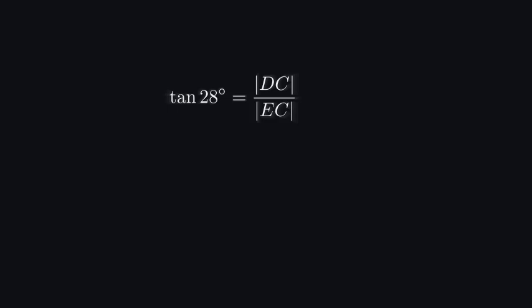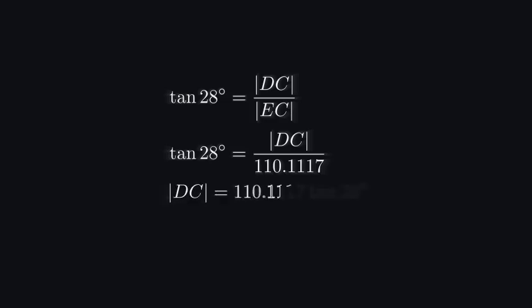Tan of 28 degrees equals length of DC over length of EC. Tan of 28 degrees equals length of DC over 110.1117. Length of DC equals 110.1117 times tan of 28 degrees. Length of DC equals 58.5464 m.